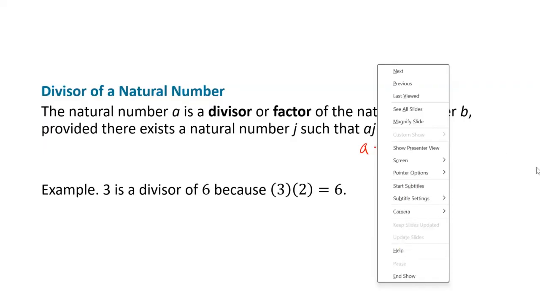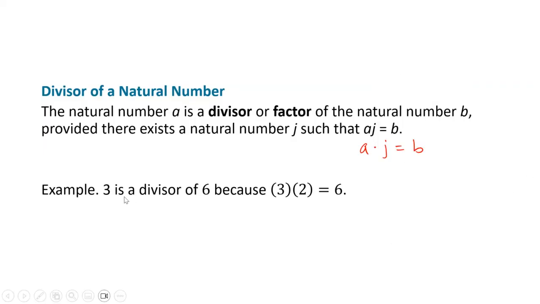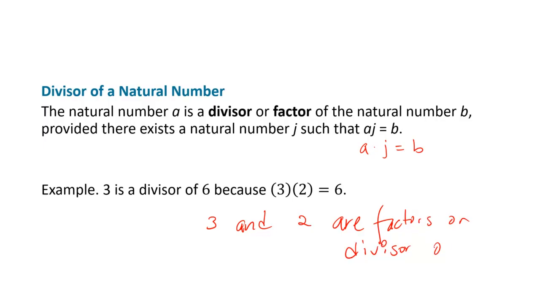There's a multiplication here. An example is that 3 is a divisor of 6 because 3 times 2 is 6. So we say that both 3 and 2 are factors or divisors of 6. This means that both words are actually interchangeable. So whenever I say a factor, I'm talking about a divisor. So I'm going to use both words interchangeably.